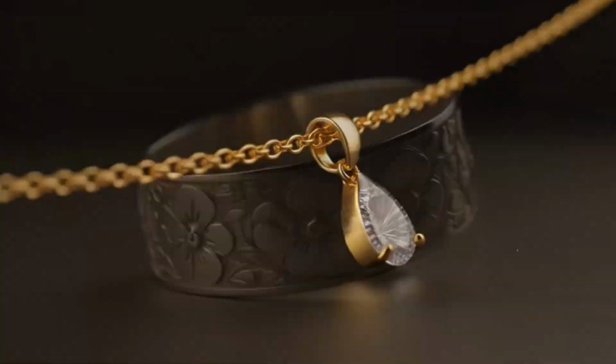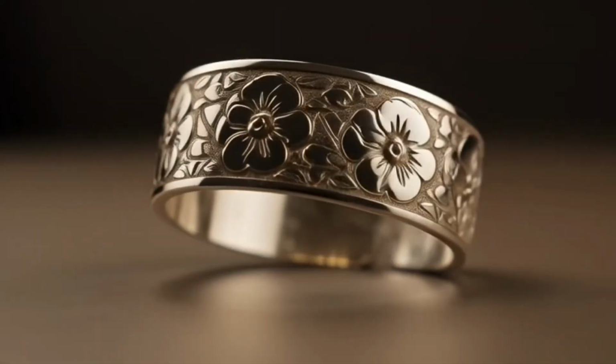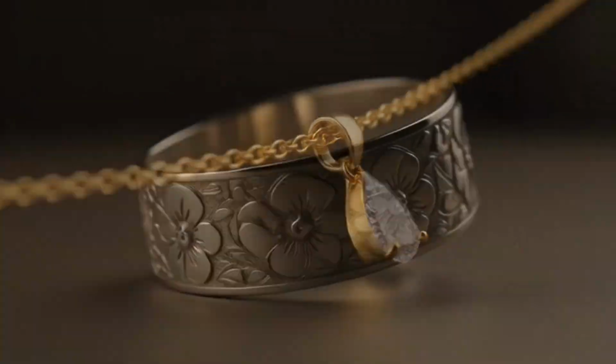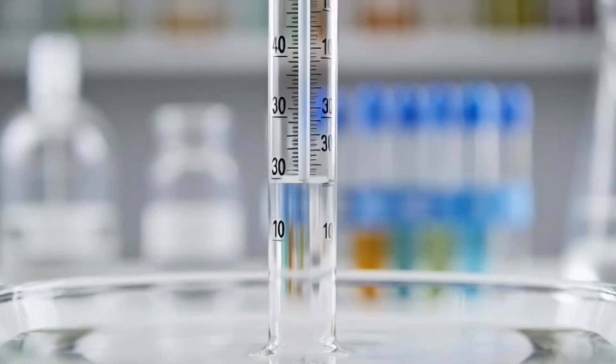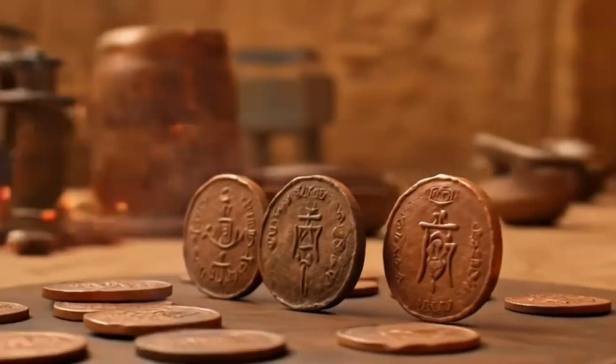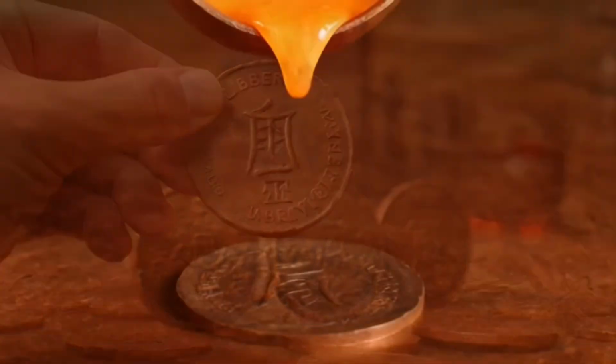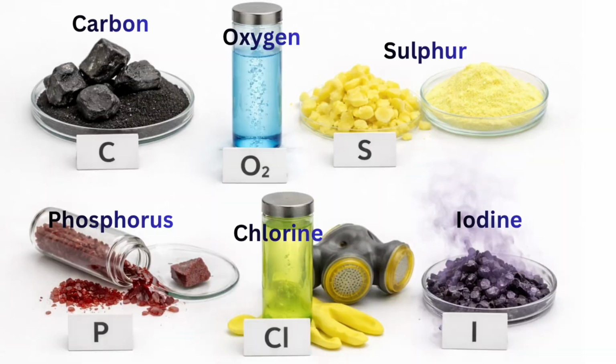Gold and silver are used in jewelry because they are shiny, malleable, and don't react easily with oxygen. Mercury is used in thermometers because it expands when heated, and copper has been used for thousands of years to make coins. Nonmetals usually have opposite properties.